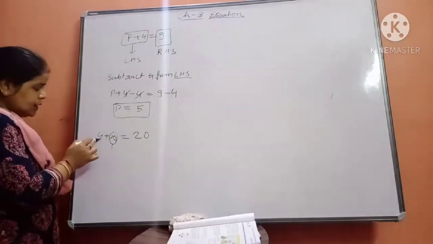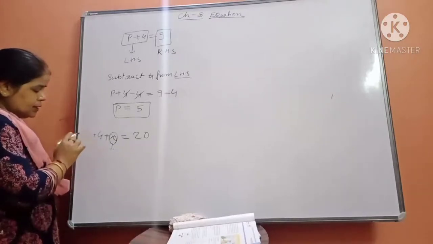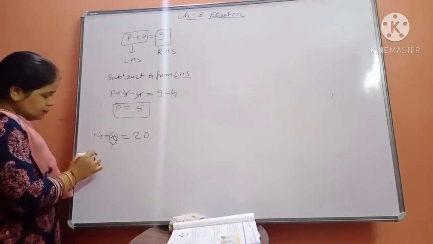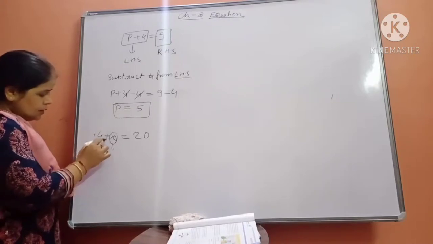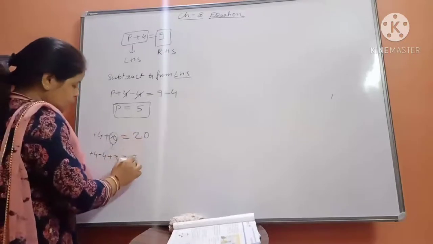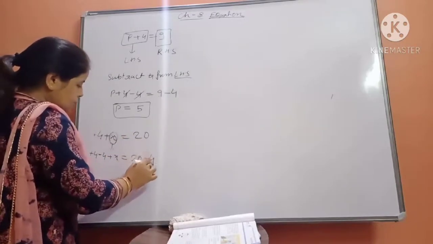Now let us understand this one. Here plus 4 is there, so what will you do? Minus 4. So plus 4 minus 4 plus x is equal to, the same operation on the right hand side also, 20 minus 4.